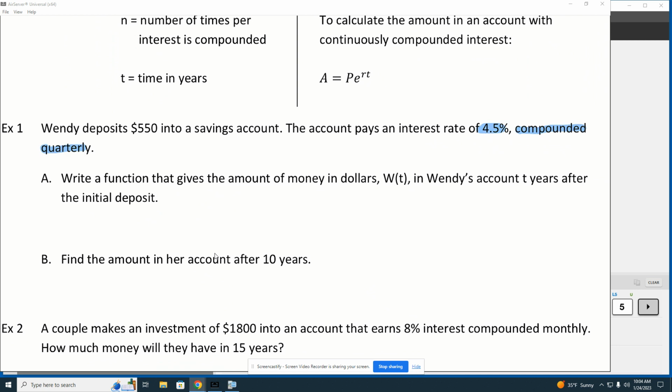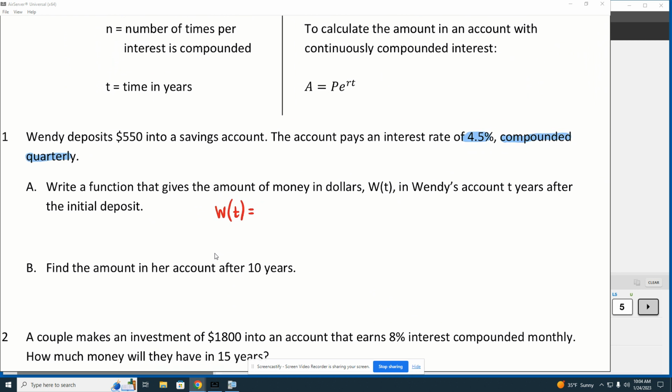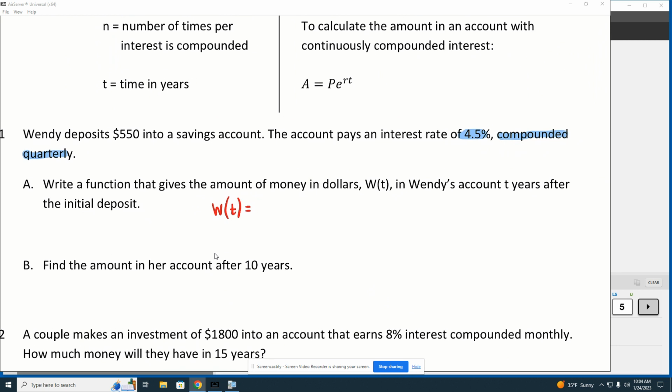So here's my formula. Y'all ready? It says write a function that gives the amount of money in dollars, W of T, in Wendy's account T years after the initial deposit. So here we go. Ready? We always start with P. What's the principal amount here, guys? $550 times 1 plus R over N.